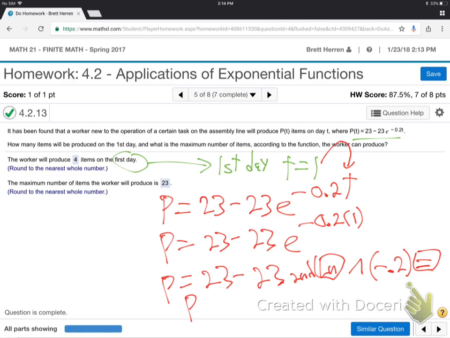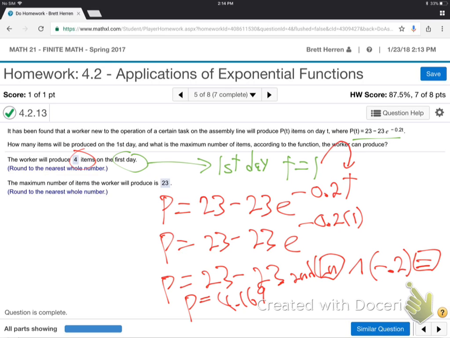So when I did that, I got 4.169. And so that's why it was rounded to 4 items. Is that okay for the first part? Again, just plug a 1 into that formula, but make sure you can do this kind of stuff on your calculator.